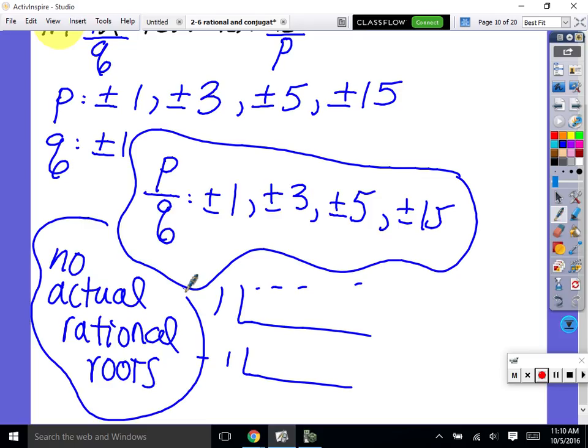That's just true, right? There's no actual rational roots. These were the possibilities. There wasn't any actual one. Now, that means that we must have irrational or imaginary solutions, correct? Irrational means can't be written as a fraction, like the square root of 3. Does that make sense, everybody? Is everybody feeling pretty good about this? It just takes a little bit of practice.